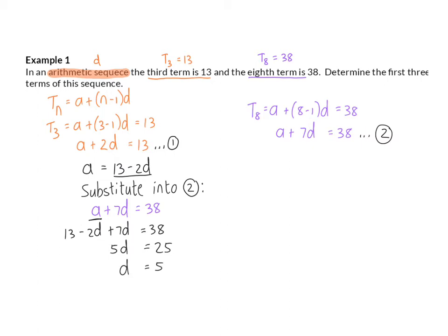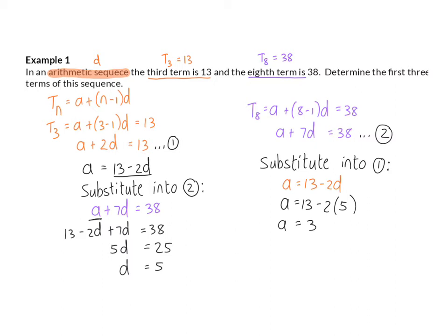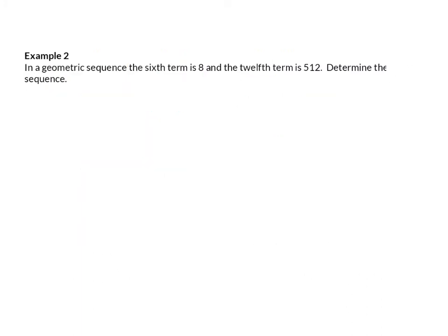And now that I know what d's value is, I can go and substitute that back into my first equation. So when I substitute, I will have a is 13 minus 2 times 5, and that means that a is 3. Now that I have a and d, I can give them the first three terms of the sequence. So I'm going to start with my first term, a, and add 5 to get 8, and add 5 again to get 13.